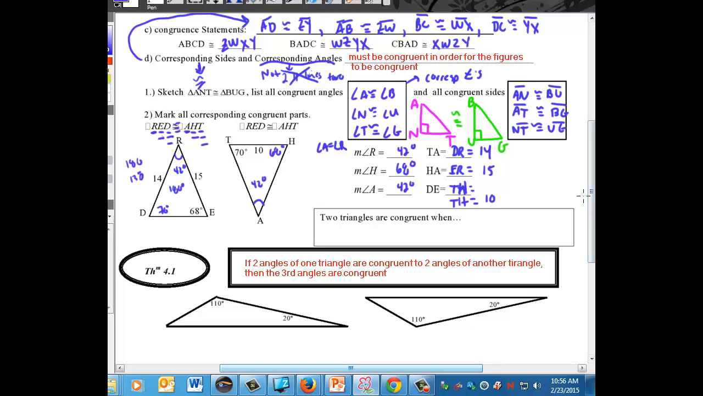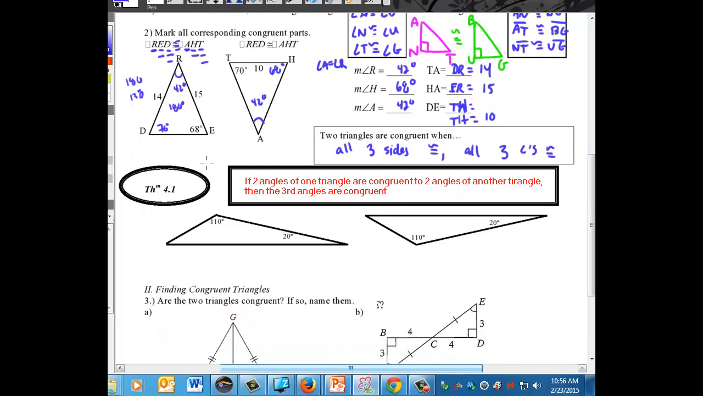Alright, two triangles are congruent when all three sides are congruent, and all three angles are also each congruent. So when that happens, all three sides and all three angles, then we know that these triangles are each congruent.